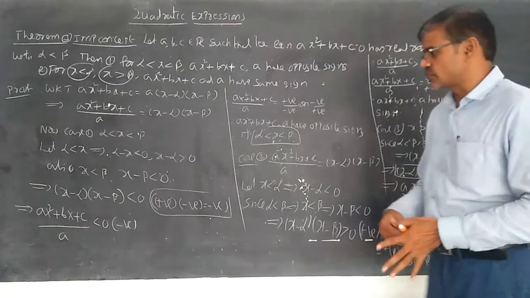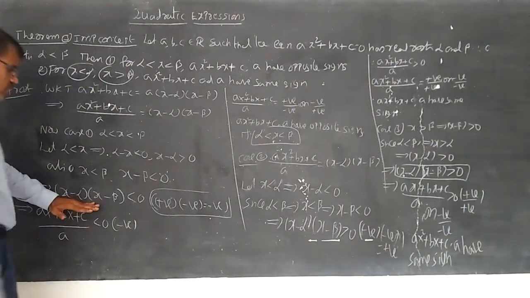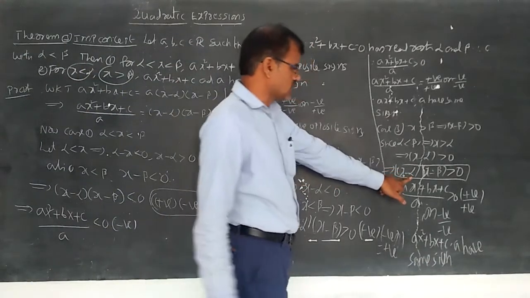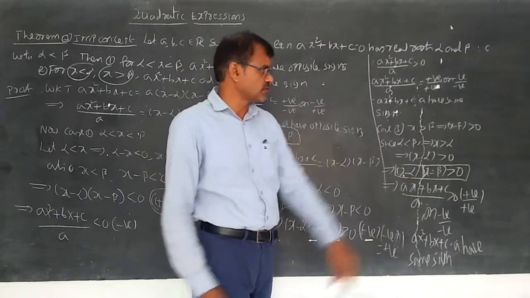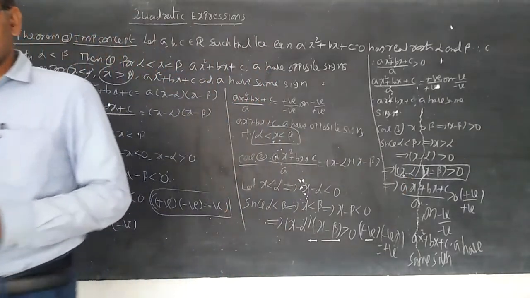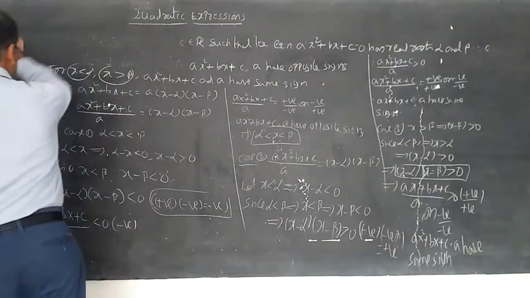Whenever x minus alpha and x minus beta product is less than 0, the value x lies between alpha and beta. Whenever x minus alpha and x minus beta product is greater than 0, then x does not lie between alpha and beta. Plenty of times we discussed. Now let us go and discuss another theorem and a characteristic of the graph of the quadratic expression.